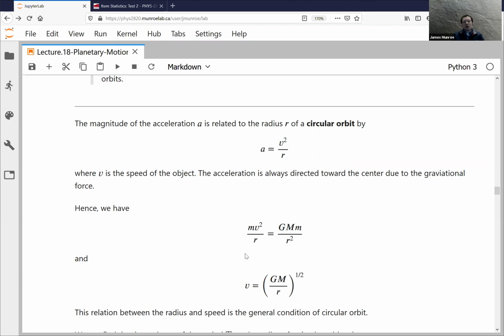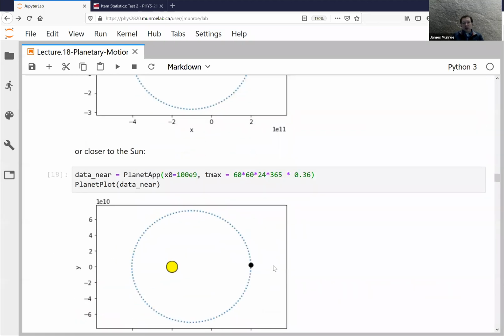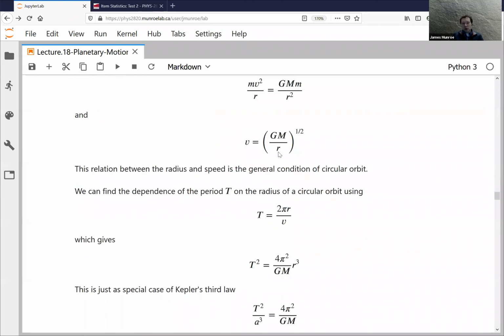We can solve the system for v and have v is equal to the square root of GM divided by r. That's the condition for when the speed and the radius are set in such a way that you're going to get a circular orbit. I set the speed in the first example. This is a situation that satisfies this condition. This is a situation where the speed and the radius are chosen so that this is true.